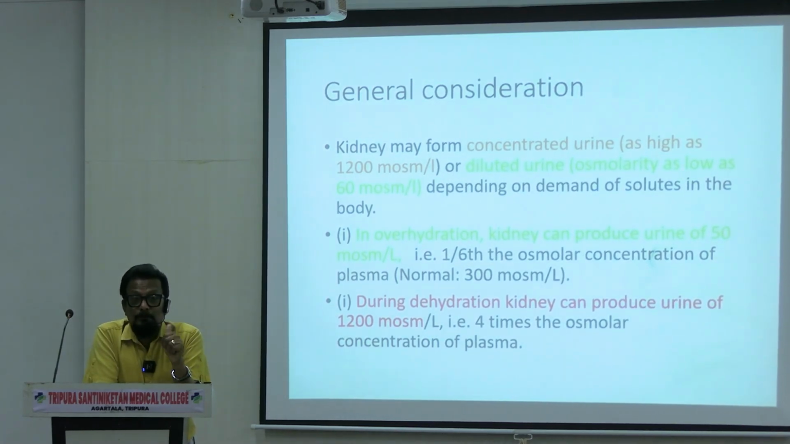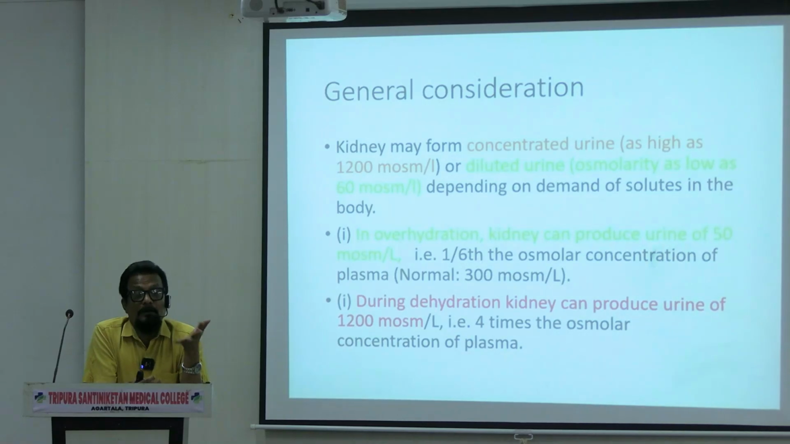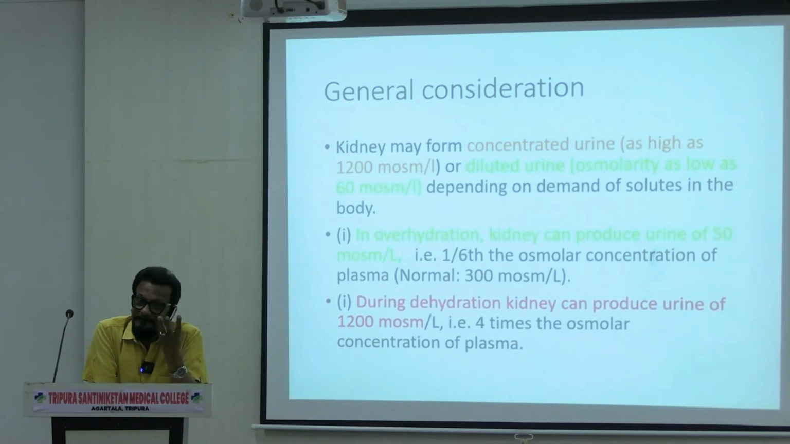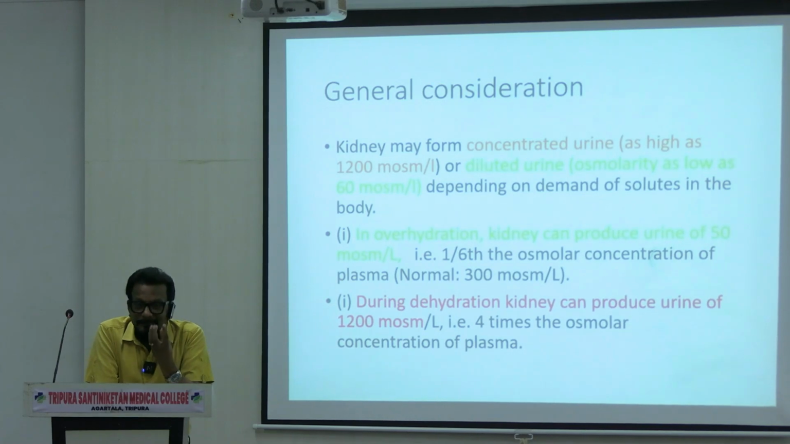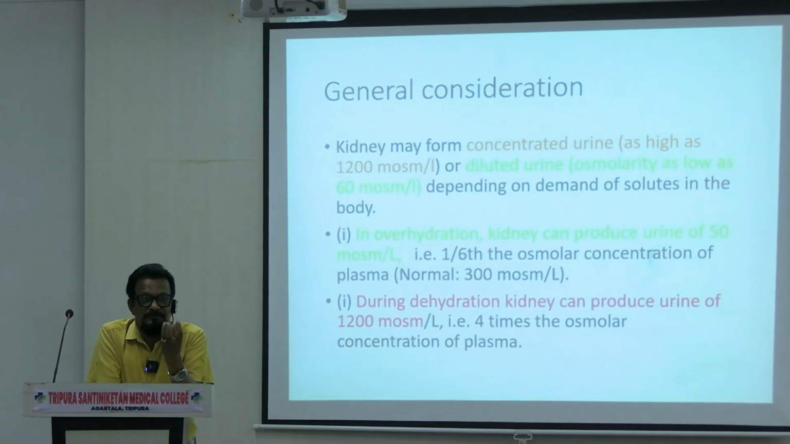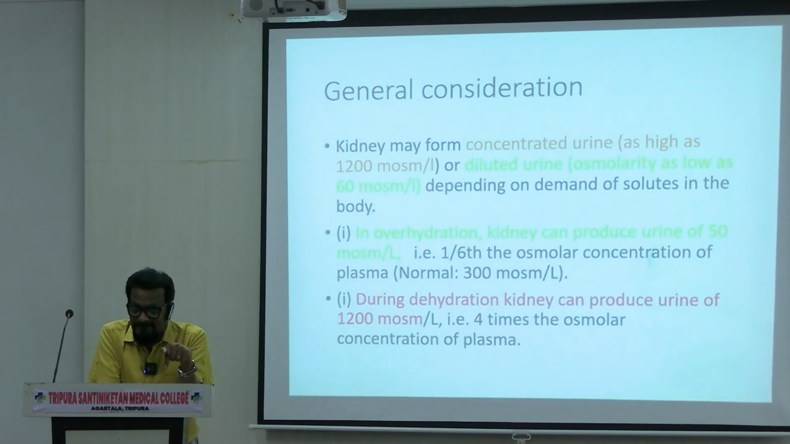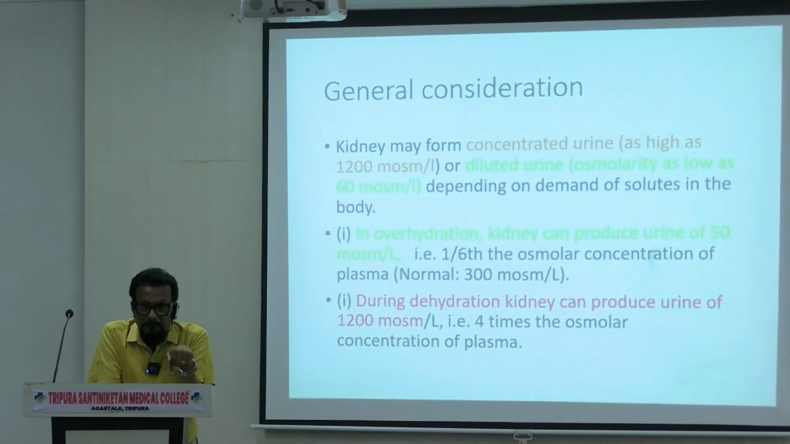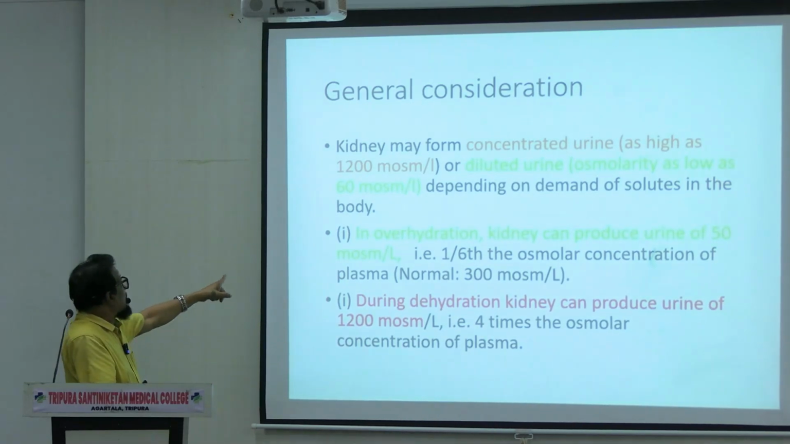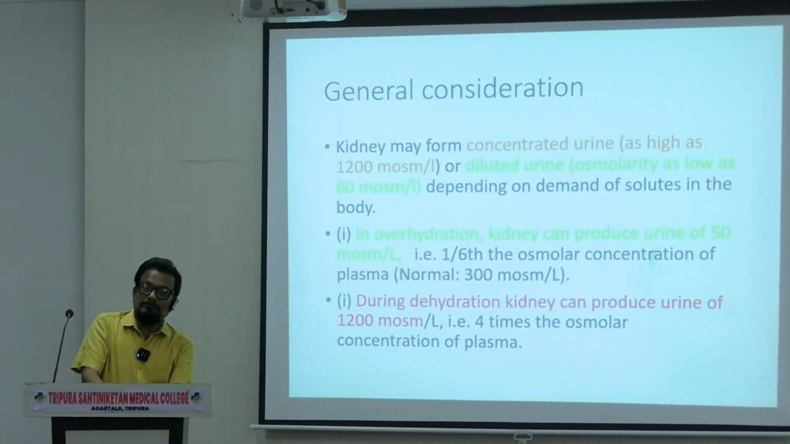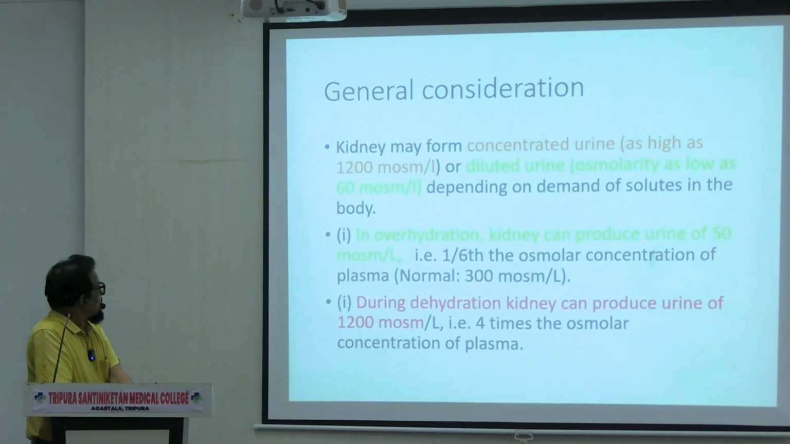But whenever you are overhydrated, what will happen? The urine will be diluted, meaning in this urine the solute concentration will be less, and definitely the osmotic pressure will come down. How much? It may come down to about 60 milliosmoles per liter.